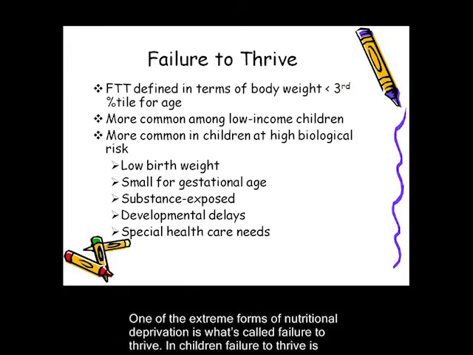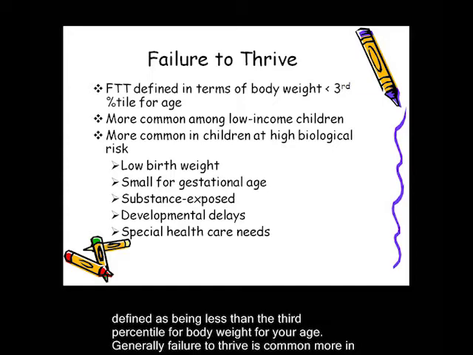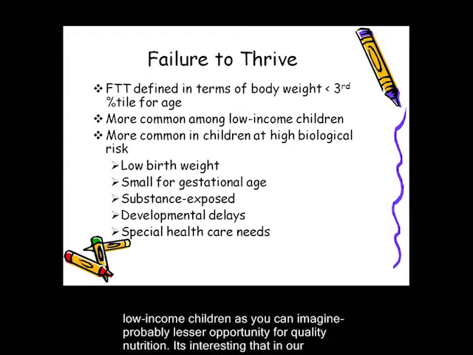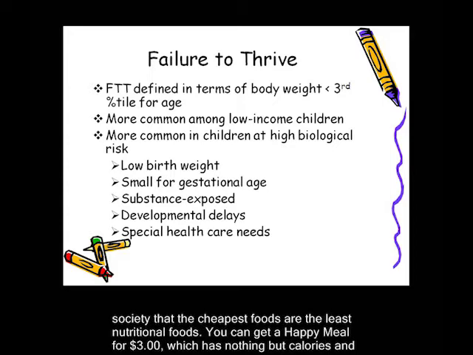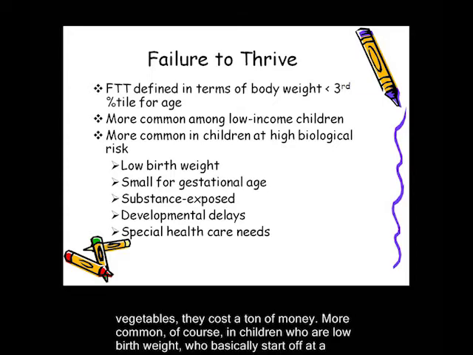One of the extreme forms of nutritional deprivation is what's called failure to thrive. And in children, failure to thrive is defined as being less than the 3rd percentile for body weight for your age. Now, generally, failure to thrive is more common in low-income children, as you can imagine, probably because of lesser opportunity for quality nutrition. It's interesting that in our society, the cheapest foods are the least nutritional foods. You can get a Happy Meal for $3, which has nothing but calories and carbohydrates and some protein with little to no iron and vitamin C and things like that. And if you really want quality fruits and vegetables, they cost a ton of money.